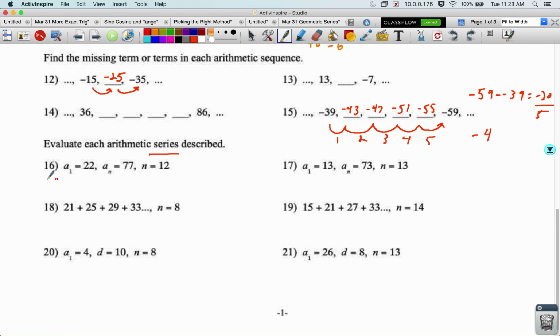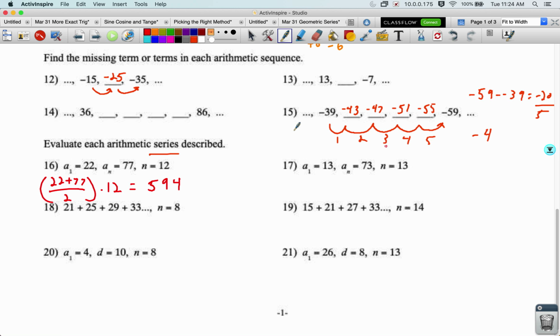Let's just plug this straight into our formula. So what we do is we average the first and the last terms by adding them together and dividing by 2. And then we multiply by the number of terms, which is 12. So average of the first and the last, 22 plus 77 divided by 2. The average is 49.5. And there's 12 numbers, so you multiply it by 12 and you get 594.